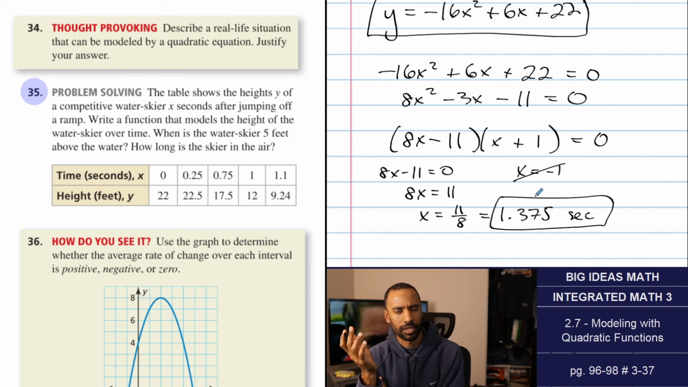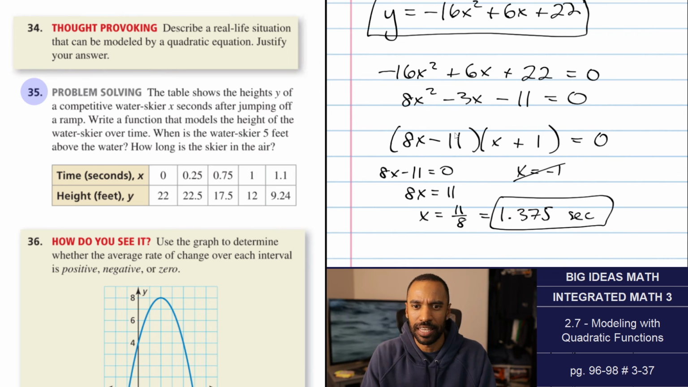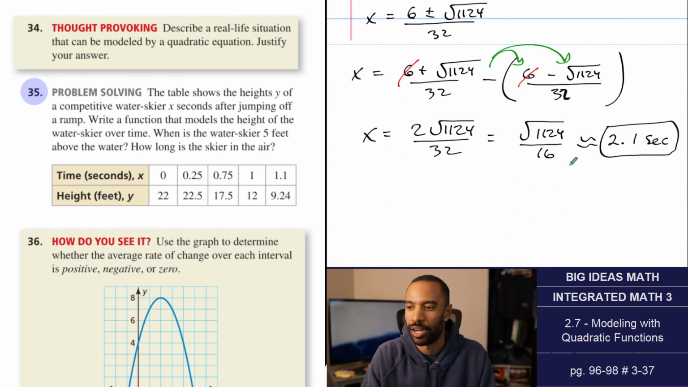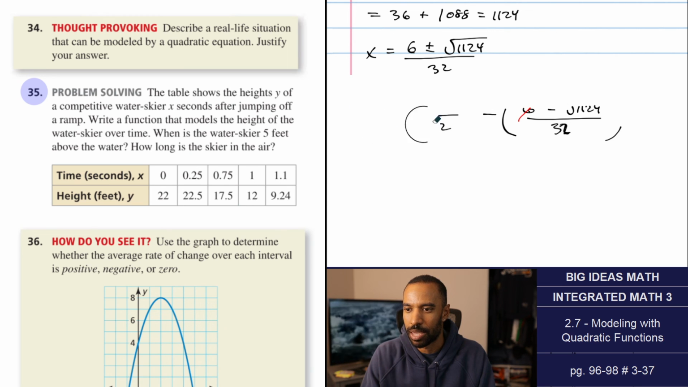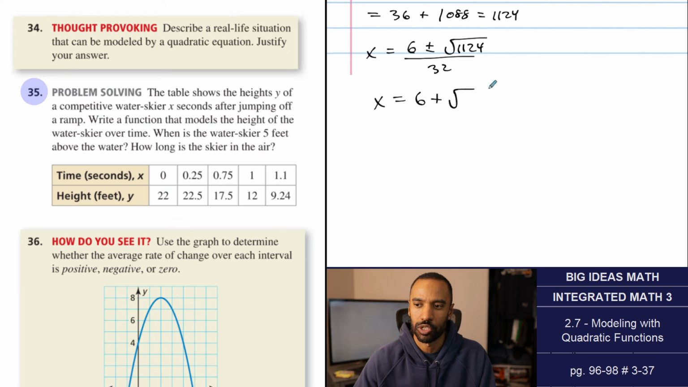something sounds wrong about that, though. Let me think about that. Let me also think about the 5 feet above the water thing as well. Hold on. Water skier, x seconds after jumping off a ramp, models the height of the water skier. When is the water skier 5 feet above the water? Oops. Hold on. This answer isn't what this is. Let me go back to this part. When is the water skier 5 feet above the water? It's just the plus because it's the same thing. As I look at the table, x equals just 6 plus root 1124.